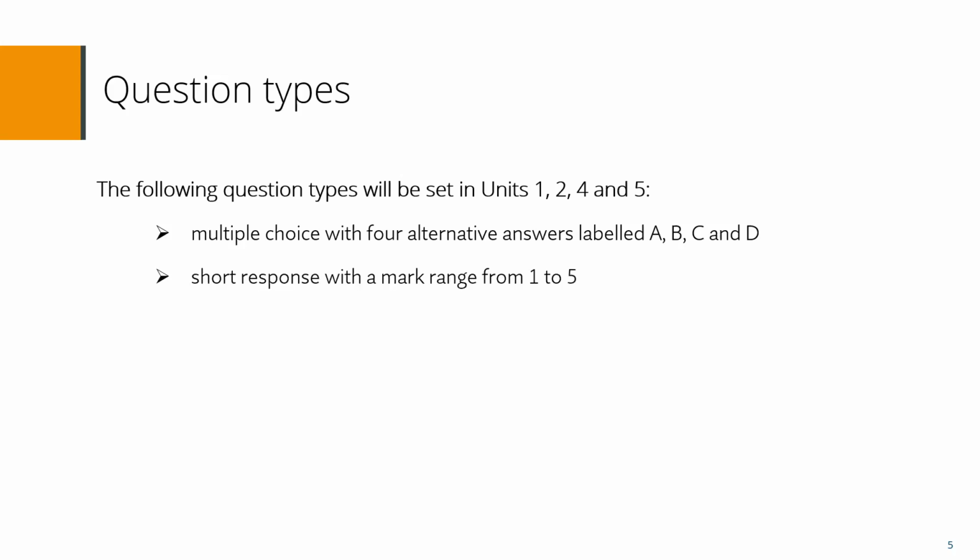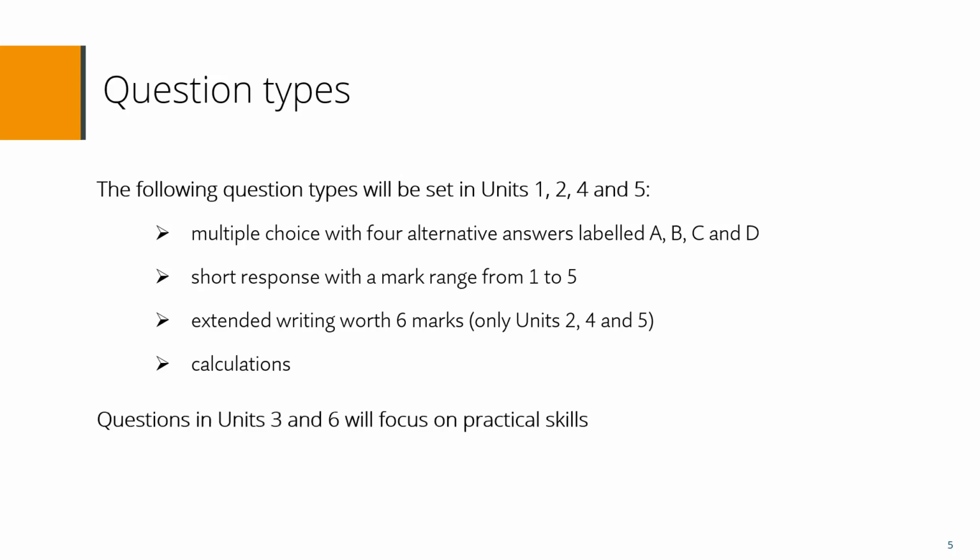Before we get into looking at short response questions, they will have a mark range of 1 to 5, but there's also an extended writing question worth 6 marks, but they only appear in units 2, 4, and 5. They will not be in unit 1. They have a particular method of marking, and I will go through that particular method of marking in a moment. And of course, there will be calculations. Chemistry is a mathematical subject, and there will be a significant number of calculations involved. So students need to develop their mathematical skills as well as their chemistry skills.